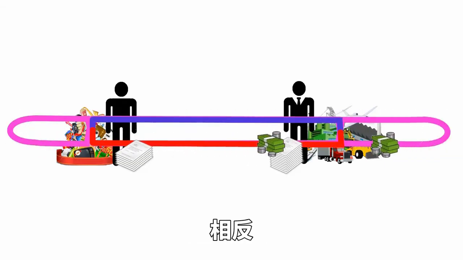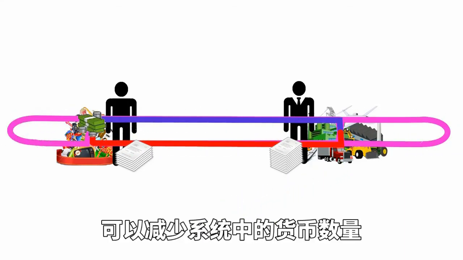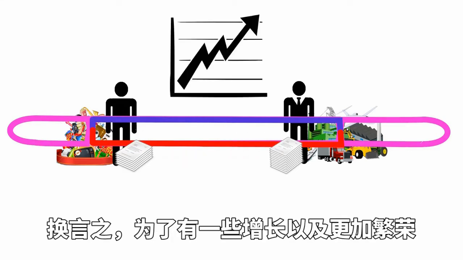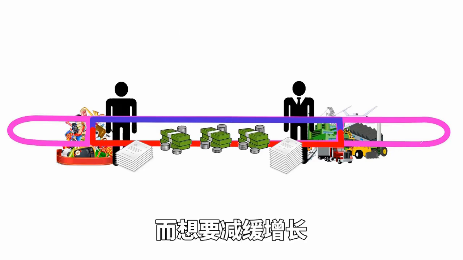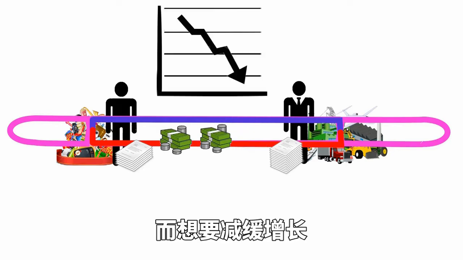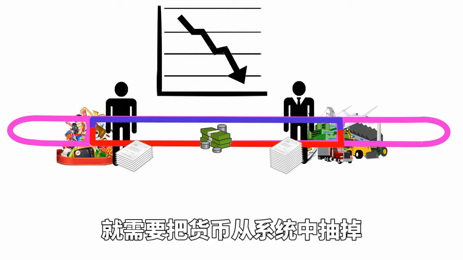And conversely, if you want to reduce the rate at which you create wealth, you reduce the amount of money in the system. In other words, to have some growth and more prosperity, we need to inject money into the system. And to slow down the growth or to go into recession, we need to remove money from the system.